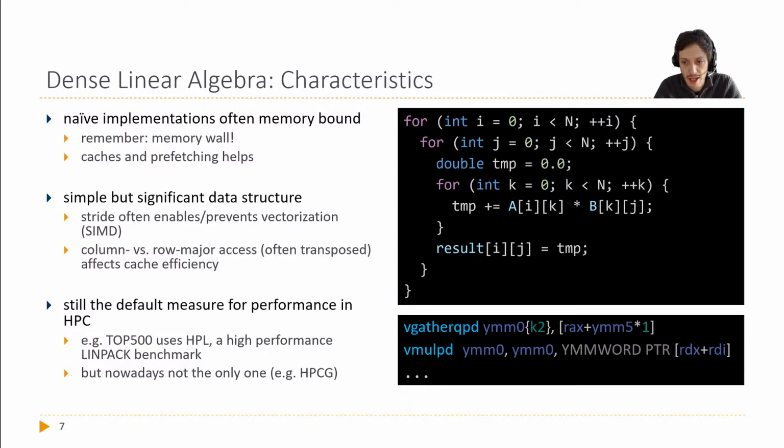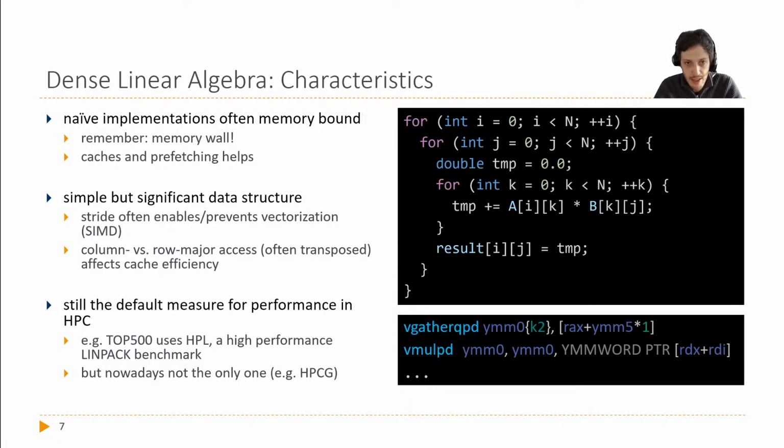These kinds of issues like strides, or rather the column versus row major access, so fastest and slowest changing index and so on, they affect these things because vector loading is complicated. We will have a lecture about that later on. And this also affects cache efficiency. We talked about that yesterday also a little bit.